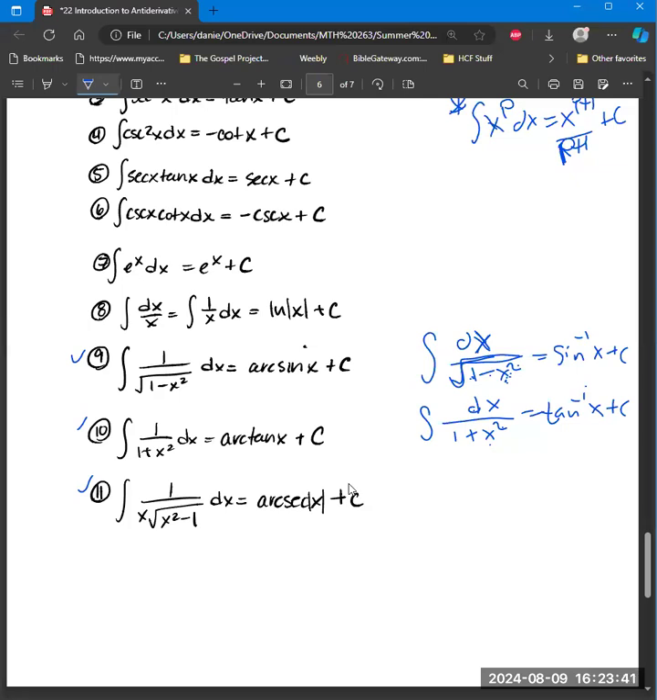And be careful with arcsecant. It's going to have an absolute value in it. You either have to have the absolute value over here, or you have to have it over here, one place or the other. And so we're going to have arcsecant of the absolute value of x here plus c. All right, so these three are three to be working on.